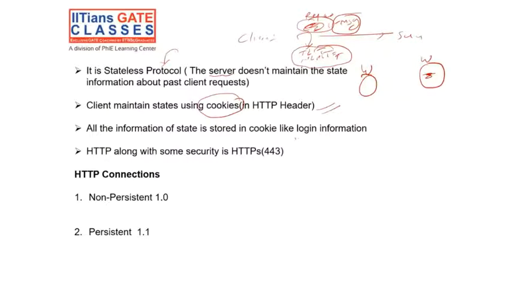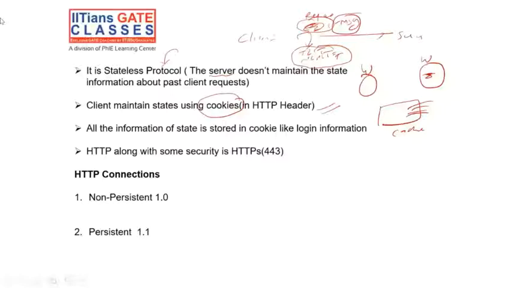And the client maintains state using cookies in the HTTP header. So on the client side, we are maintaining the state with the help of cookies, even after the connection is closed. A cookie means some cache is there, and in that cache many pieces of information are stored. If you open your browser and open the cookies, you will see many things, your website names and other information.